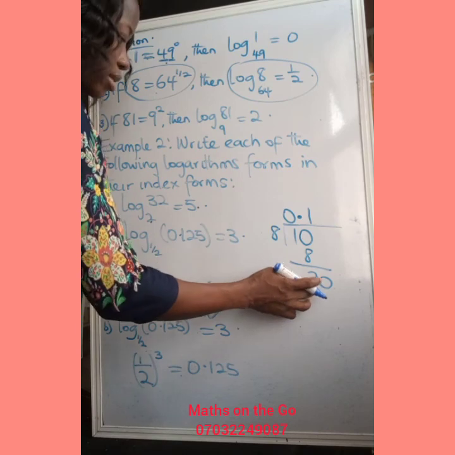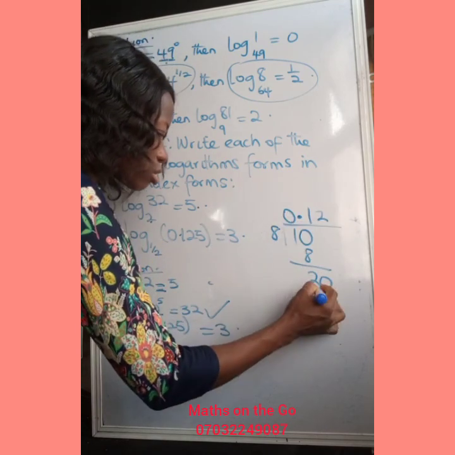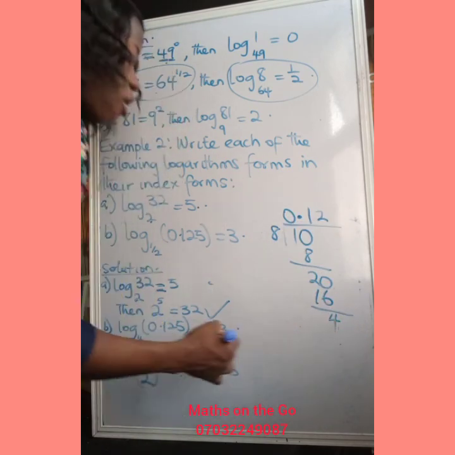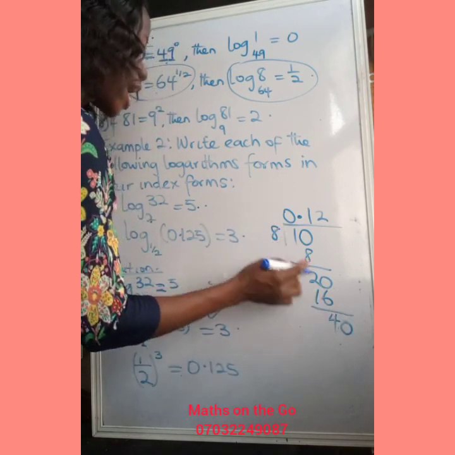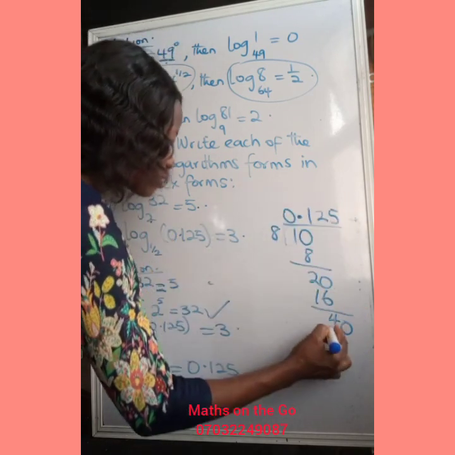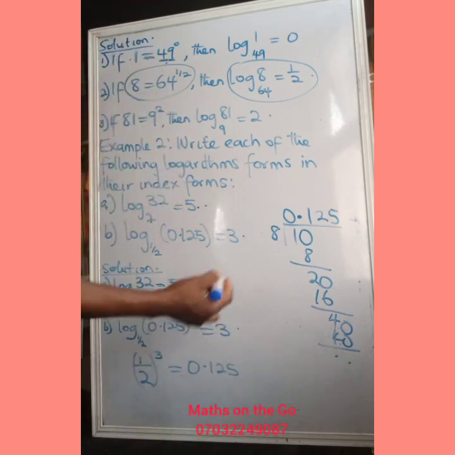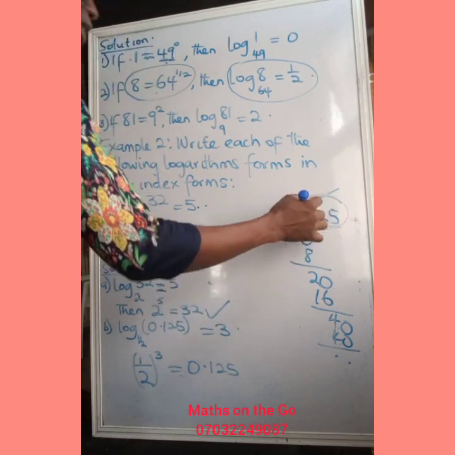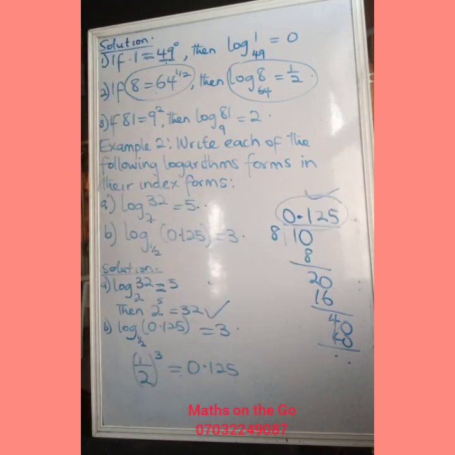So 8 in 20, we have 2. 8 times 2, 16. That's 4. Then you add 0 again. 8 in 40, we have 5. 8 times 5, 40. We are done. If you look at our answer, 0.125, that shows that what we've done here is right.